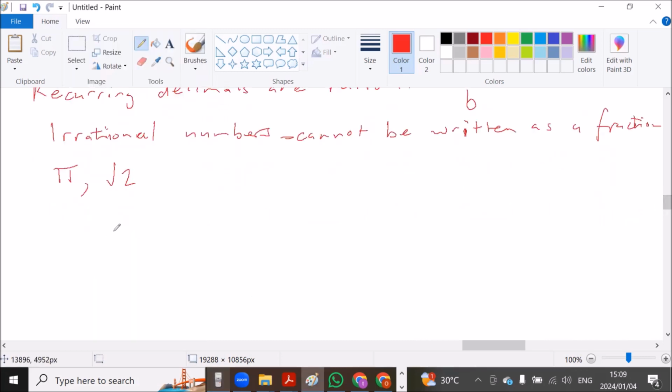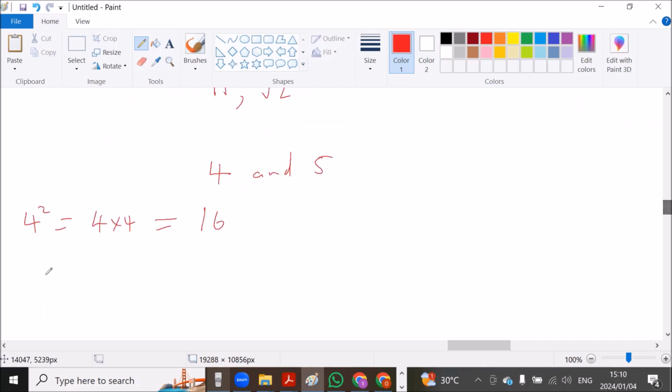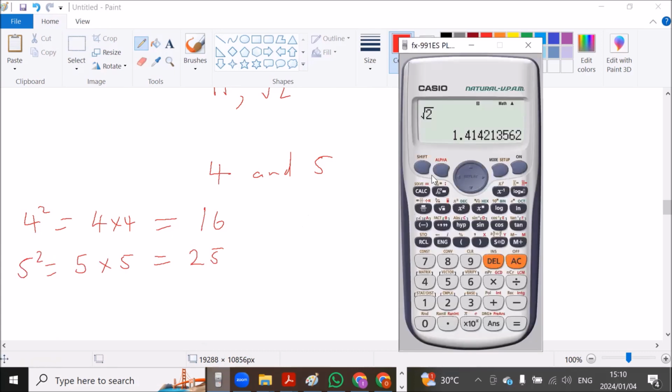Now, square roots of numbers between perfect squares are also irrational. So we can say, if we have 4 and 5, if we square them, 4 squared is 16. 4 times 4 is 16. This is also the same as saying 4 squared. We shall look at it more when we are doing squares of numbers in another video. And 5 times 5 is equal to 25. 5 squared is equal to 5 times 5, which is 25. 4 is the square root.